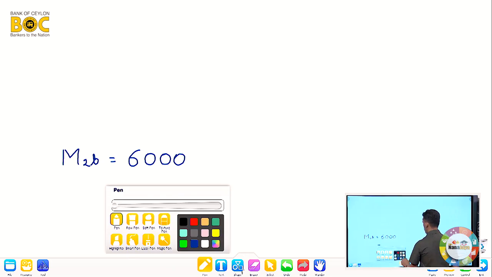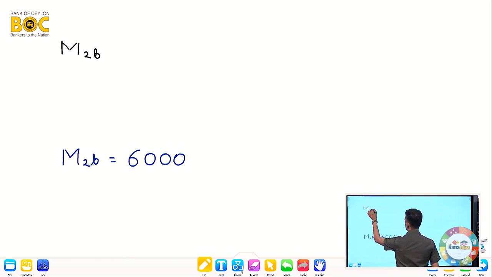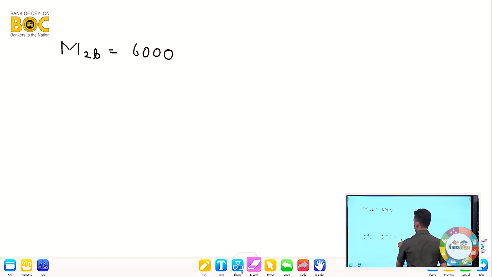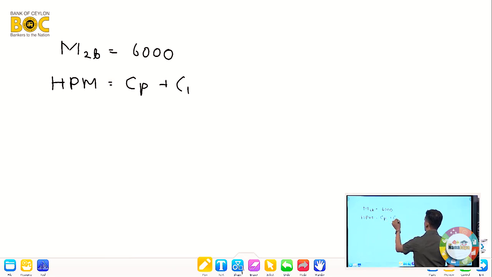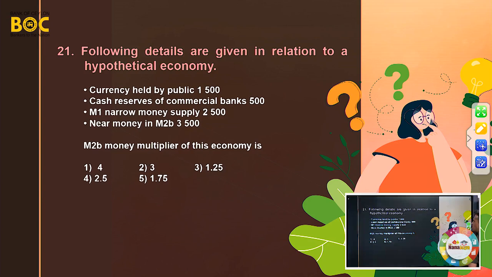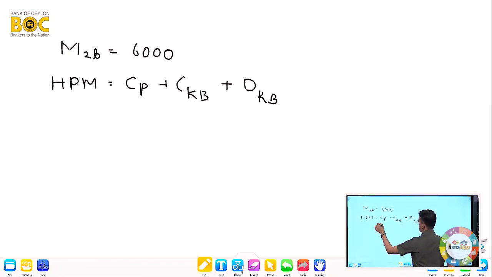Right? We have the M2B money supply with us. So we have to have the high powered money to calculate the money multiplier. High powered money comprises of currency held by public, currency held by commercial banks, and then deposits held by commercial banks in the central bank. The currency held by public is given as 1500.